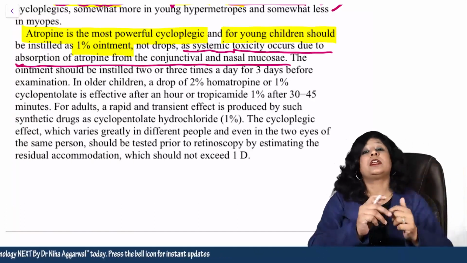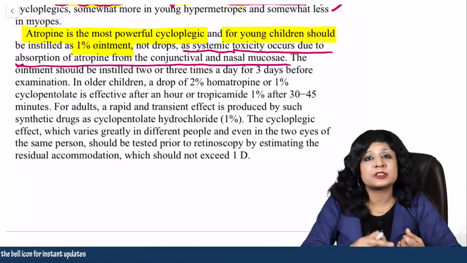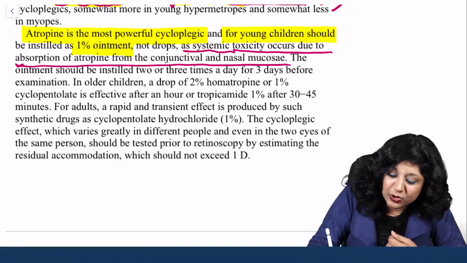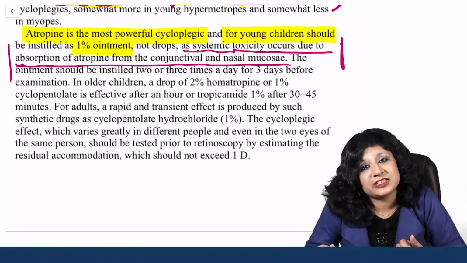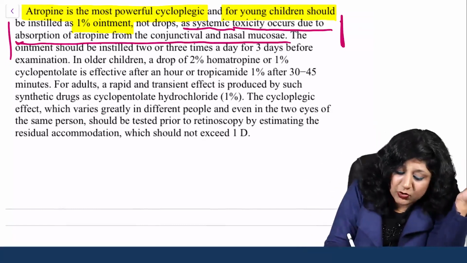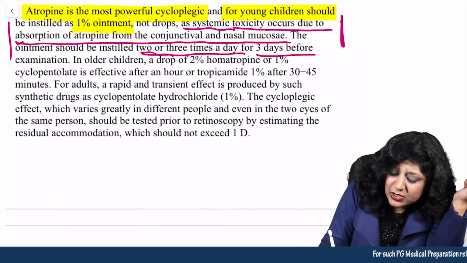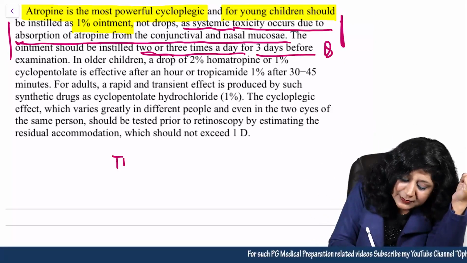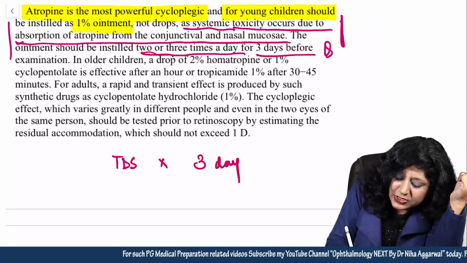So now atropine is good at mydriasis and cycloplegia. It is the strongest mydriatic. We are using it as 1% ointment, but side by side, it is also causing systemic toxicity. And see, the route of absorption is from the conjunctival and the nasal mucosa. The ointment, now see the frequency, you have to instill it 2 to 3 times a day. So I will say remember it as 3 times. So you have to use it 3 times a day, and before you are using it, for 3 days.